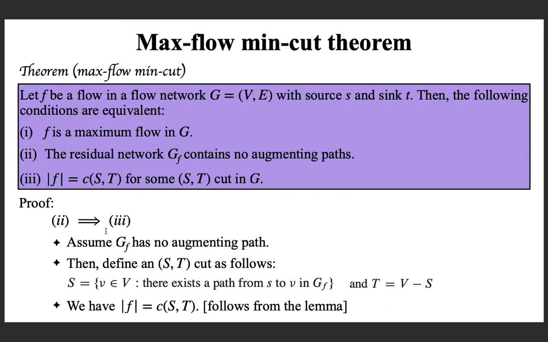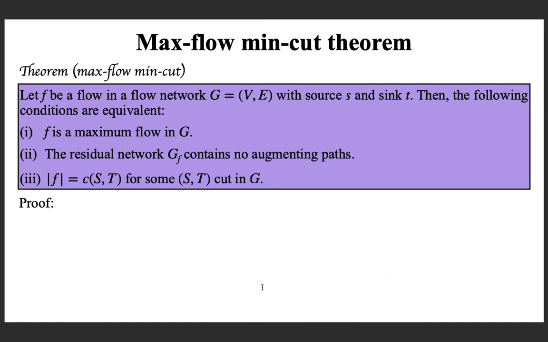So we proved that if there is no augmenting path in the residual network, then we can have a cut whose capacity is the value of the given flow. Okay. So we proved that 2 implies 3. Now it remains for us to prove that if condition 3 is true, then condition 1 must be true. We can prove it, it is easier.